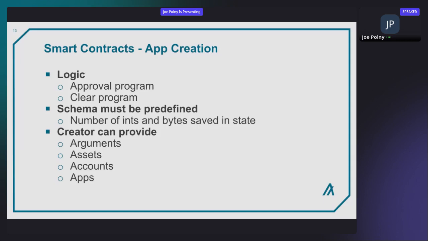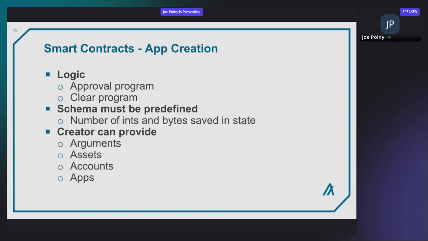So when you first create an app, there's a couple additional things that you must do that's different from just calling an app. So when you create an app, there are two programs that you must define. The first of which is an approval program, and this is the program that executes during application calls. So this is the meat of the program, and it defines what the smart contract does, what the application does. And then we also have a clear program, and this is logic separate from the approval program that defines if the end user wants to clear all the state that the smart contract uses, the clear program is the logic that's executed to do so.